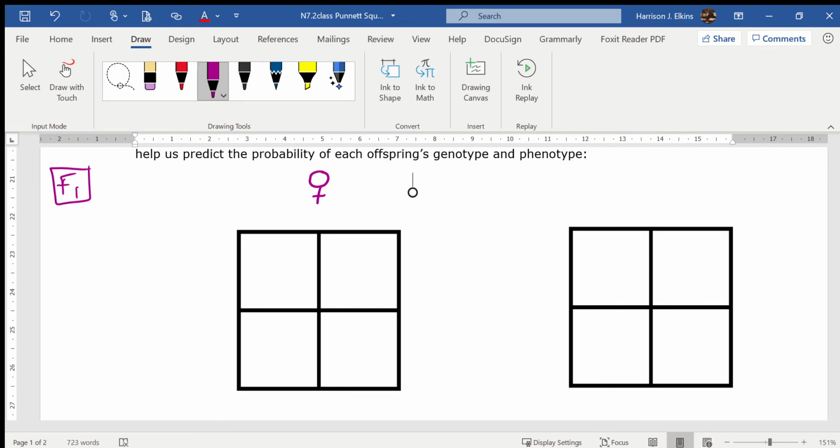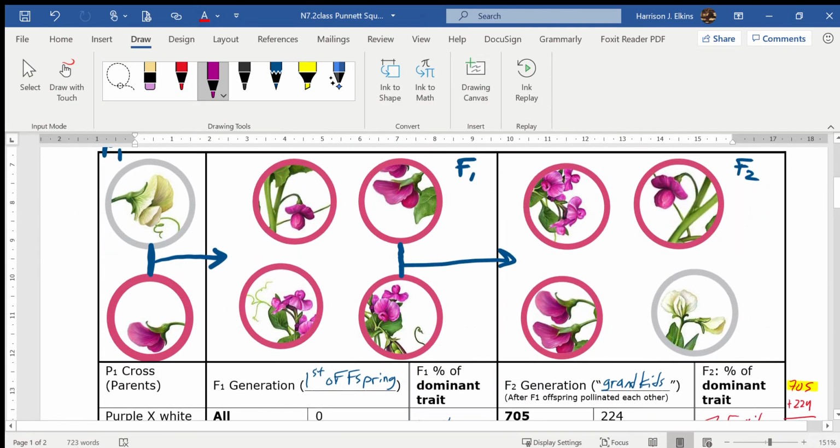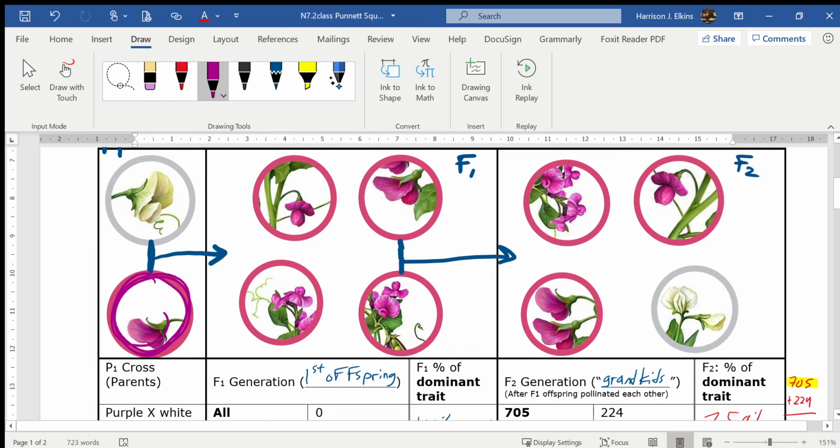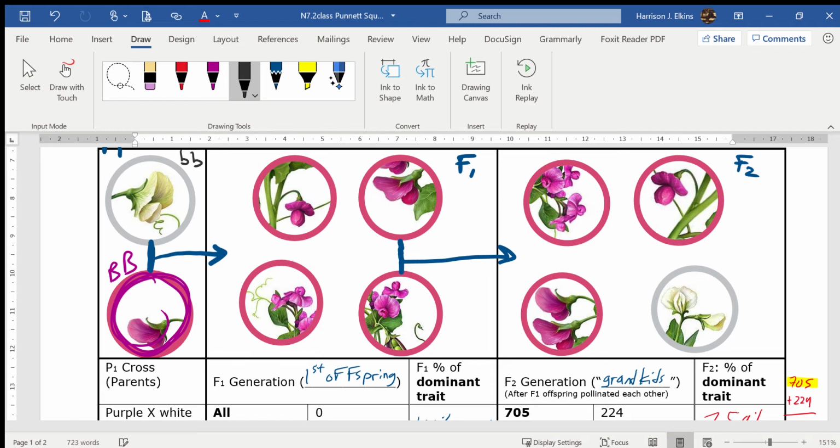And what was the genotype of my original purple plant? Well, we know that it was purple, so we know that it had at least one dominant allele. But the ones that Mendel was working with were called true breeds, meaning that they were purebred. They were homozygous dominant. So we know that the mother here had a BB. So this flower has a BB, and this one right here has a little b, little b, because it's recessive.